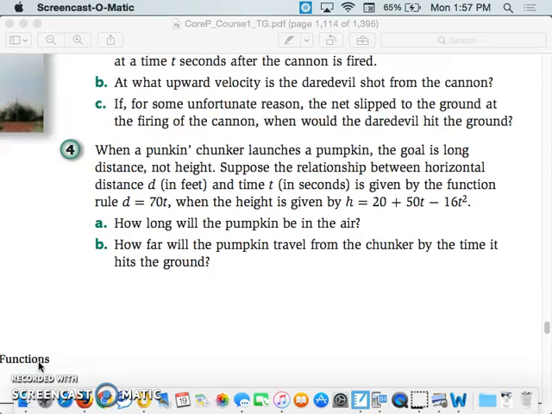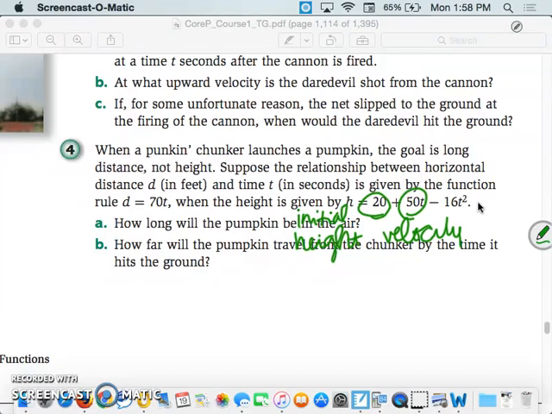So we need to think about how long the pumpkin is actually going to be in the air and what that means. 20 is the initial height of the pumpkin in the launching contraption, 50 is its velocity, and negative 16t squared is gravity. That's really important to remember.